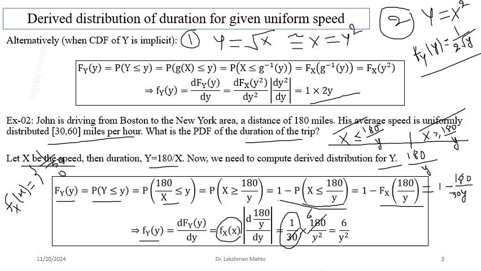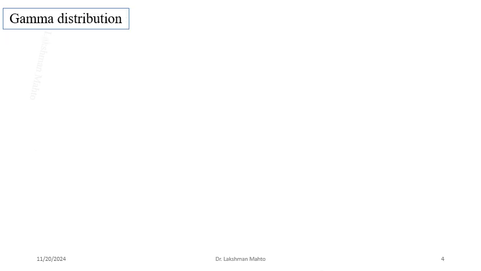What is the derivative? Further you simplify it. It is just 6 in the numerator. And what is the derivative of 1 minus 6 by y? It is just 6 by y square. So both in implicit computation of density and explicit form, both are matching, both are the same. That is the density of duration. I think it would be clear to everyone.